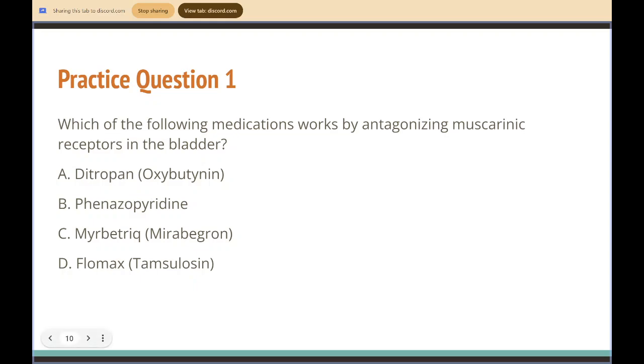So practice question 1 is, which of the following medications works by antagonizing muscarinic receptors in the bladder? A. Ditropan. B. Phenazopyridine. C. Myrbetriq. Or D. Flomax.